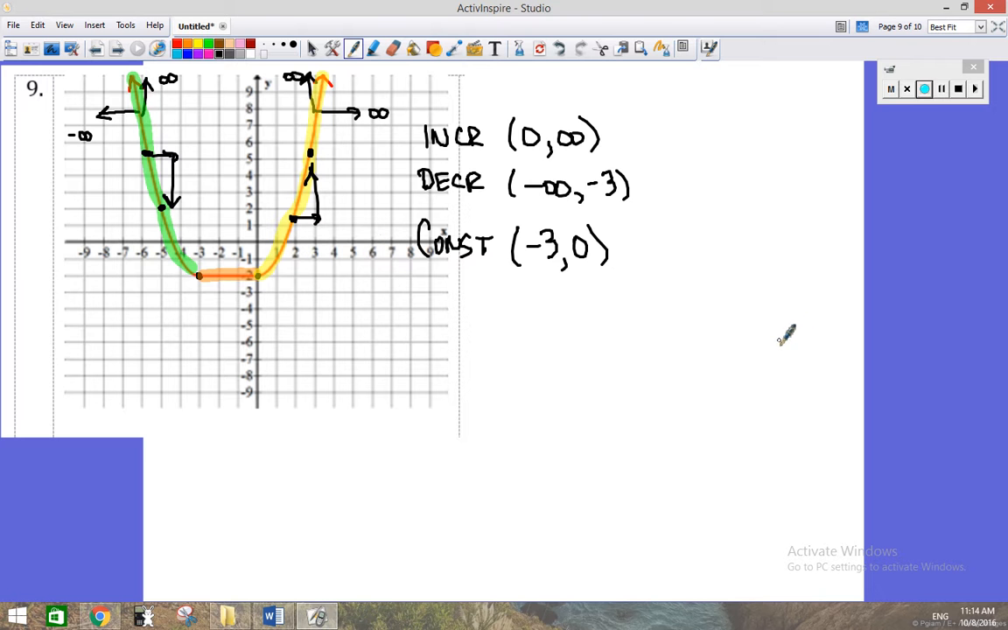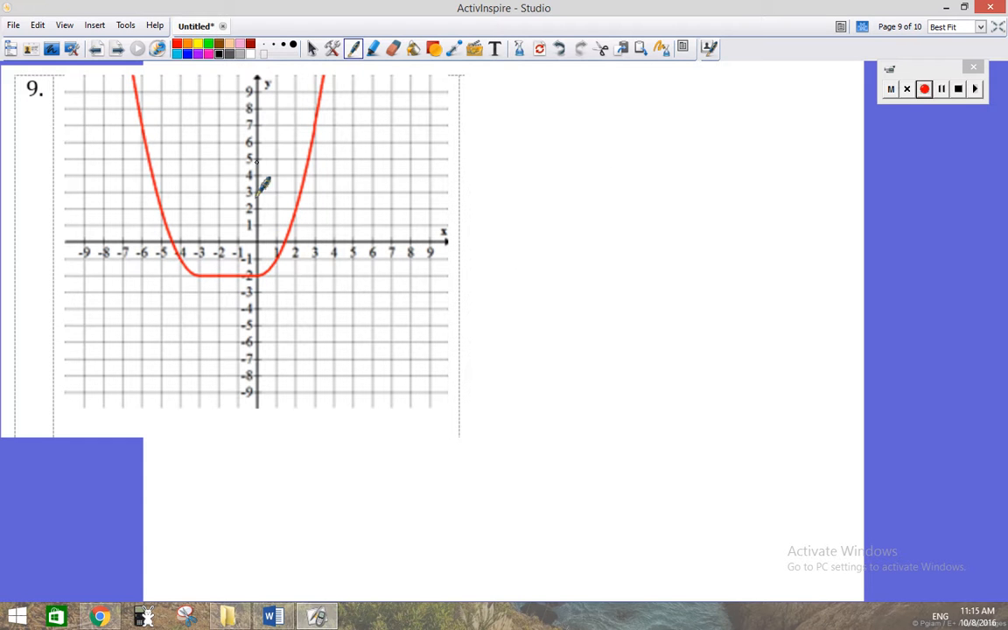Let's determine whether this function is even, odd, or neither. I do not have symmetry with respect to the y-axis. It is not an even function. It is not passing through the origin. If I rotate this graph 180 degrees, the graphs will not be the same. It is not odd. Therefore, it's neither.